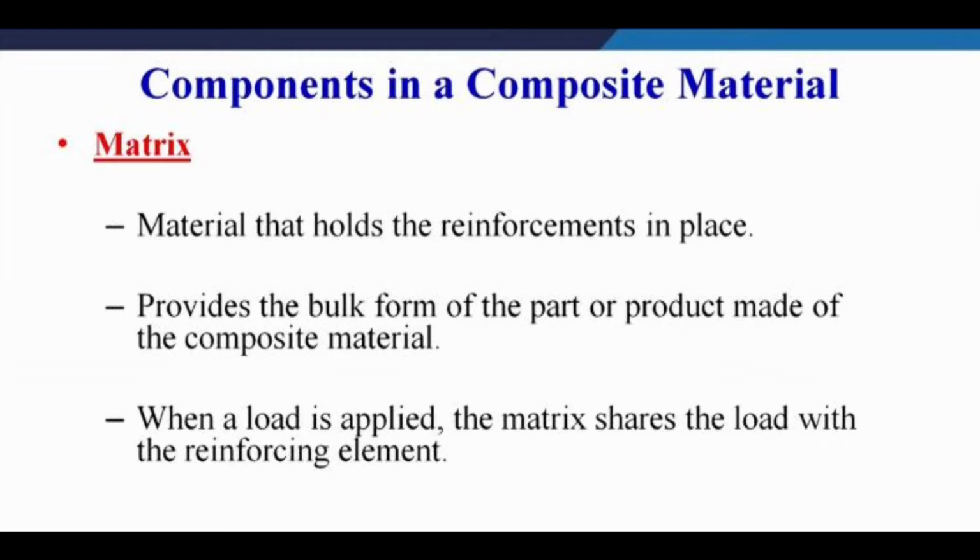Let's look at the components in a composite material. The major components in the composite material are the matrix as well as the reinforcement. Coming to the matrix, it holds the reinforcement in place, and provides the bulk form of the part or product made of the composite material. When a load is applied, the matrix shares the load with the reinforcement element. Dear students, a composite material may be 70% matrix and 30% reinforcement, or 90% matrix and 10% reinforcement.